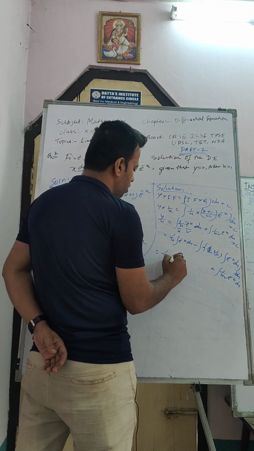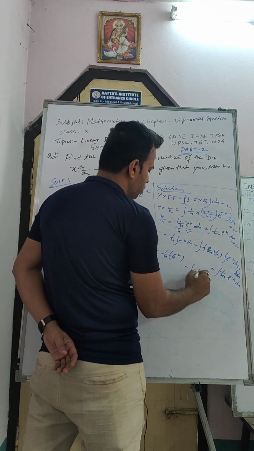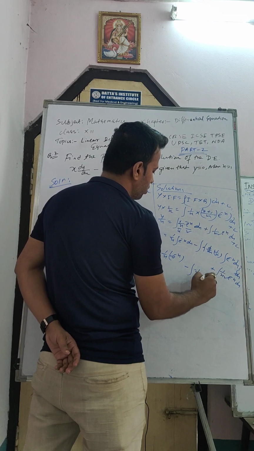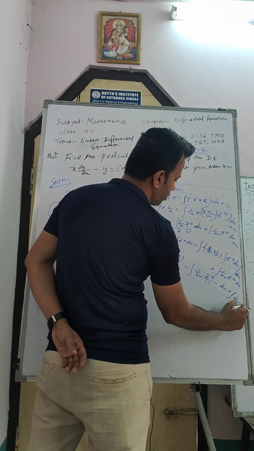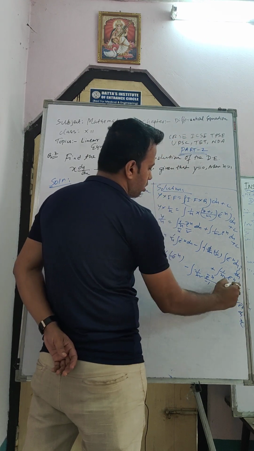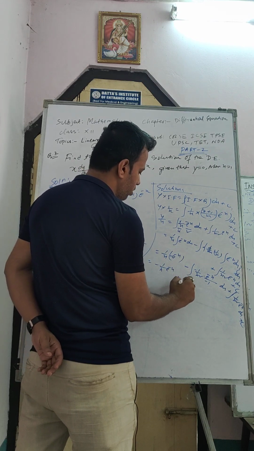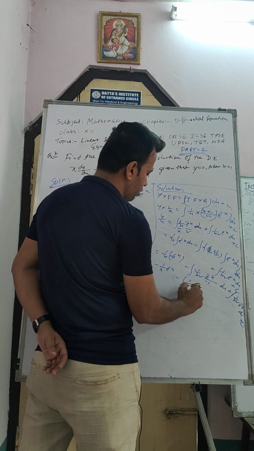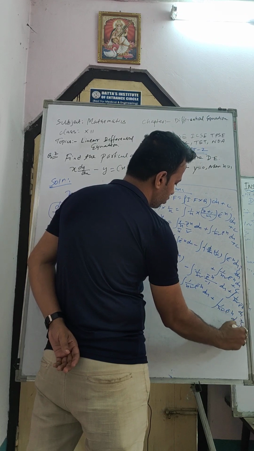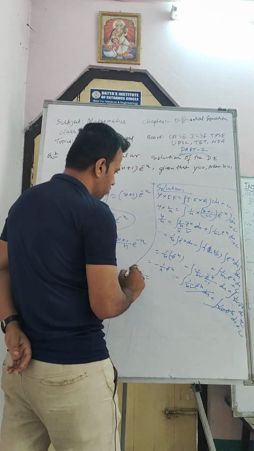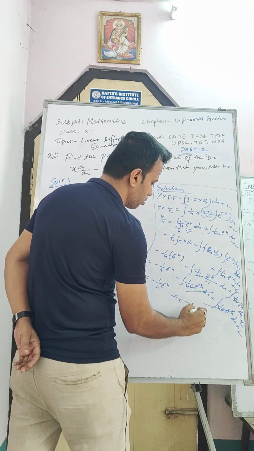So 1 by x, it will be e to the power minus x by minus 1. Here it will be minus 1 by x square e to the power minus x by minus 1 dx, 1 by x square e to the power minus x dx plus c. So minus 1 by x e to the power minus x, here it will be minus 1 by x square e to the power minus x dx, 1 by x square e to the power minus x dx plus c. This one will cancel. So y by x equals minus 1 by x e to the power minus x plus c. This one is equation number 1.